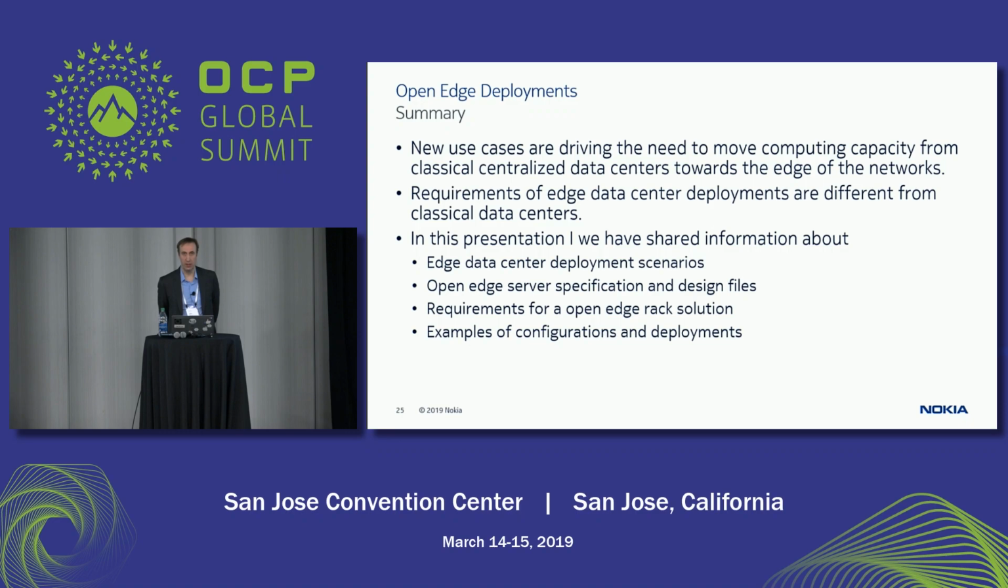So in summary, briefly, as said, new use cases are driving this, especially in our case the virtualization of the telecom network functions overall. But there are a lot of other edge use cases for sure. They are driving the computing capacity from, let's say, classical centralized data centers towards the edge of the network. But then the requirements of the edge data center deployments are definitely different from traditional data center or large-scale data center facilities, and that is then leading to a different type of design that has now been contributed to the Open Compute Project. And briefly, just to summarize what I was sharing: what are the edge data center deployment scenarios? For sure, there are more. That's just a few examples here.